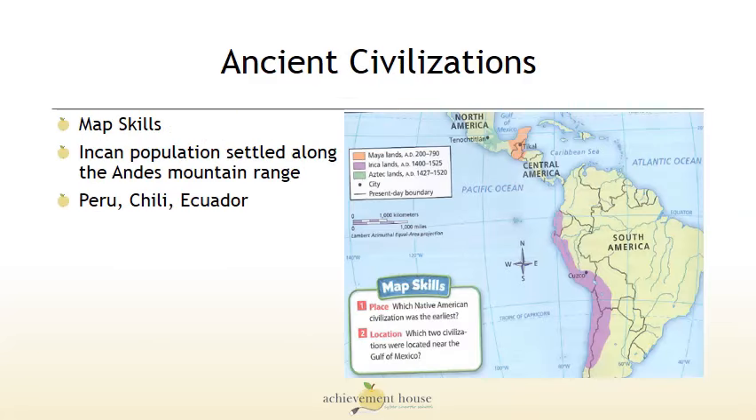Let's use our map skills to look at ancient civilizations. Use the key to identify where civilizations settled. The Incan population settled along the Andes mountain range in South America, in what are now the countries of Peru, Chile, and Ecuador.